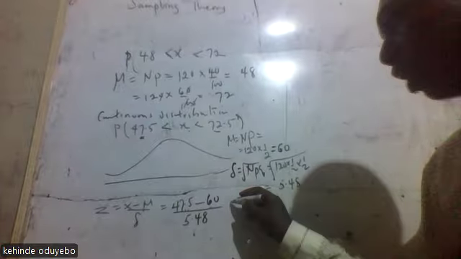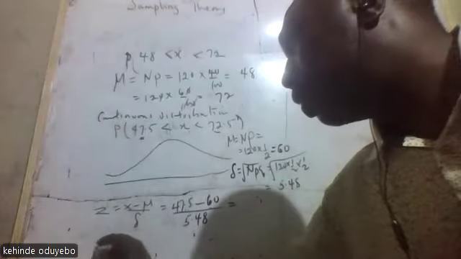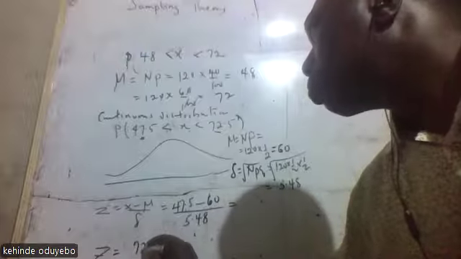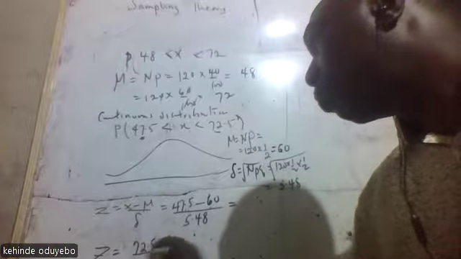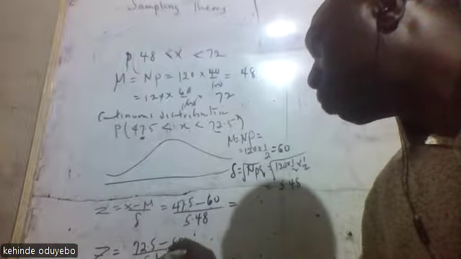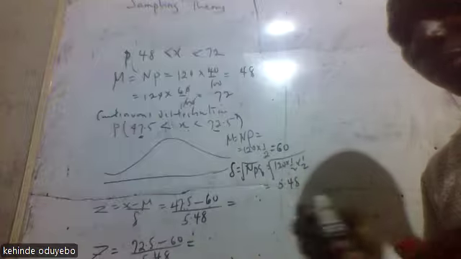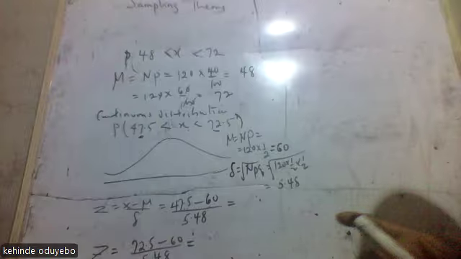So get me the value of Z. You do the same thing for this. Z is 72.5 minus 60 over 5.48. Give me the value.